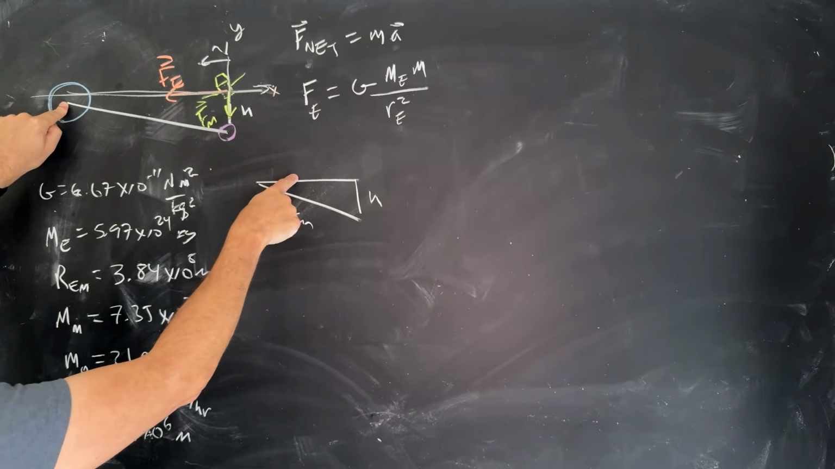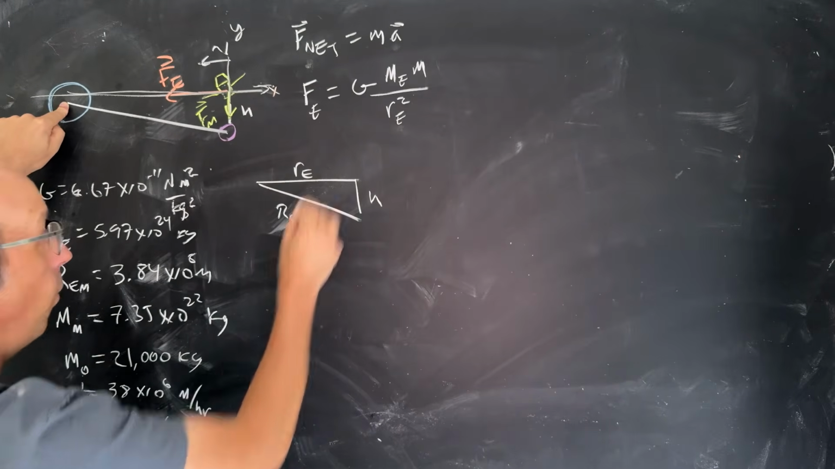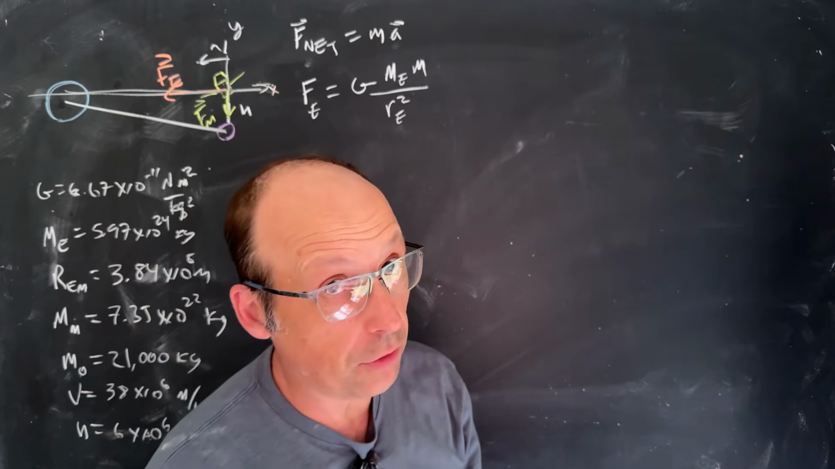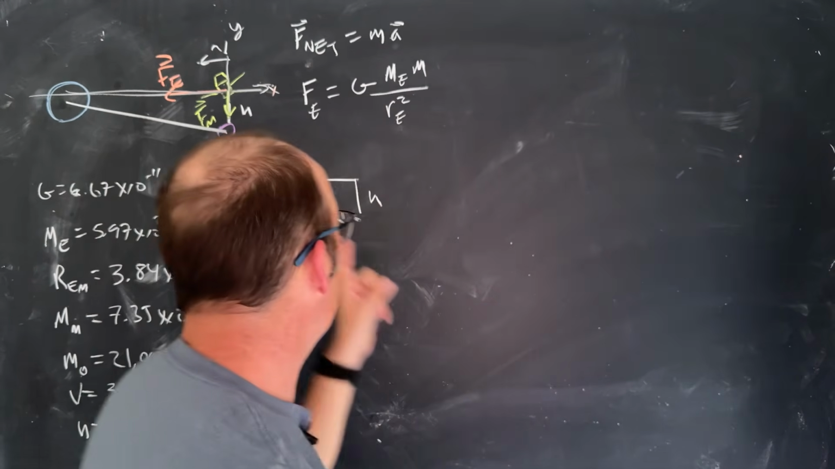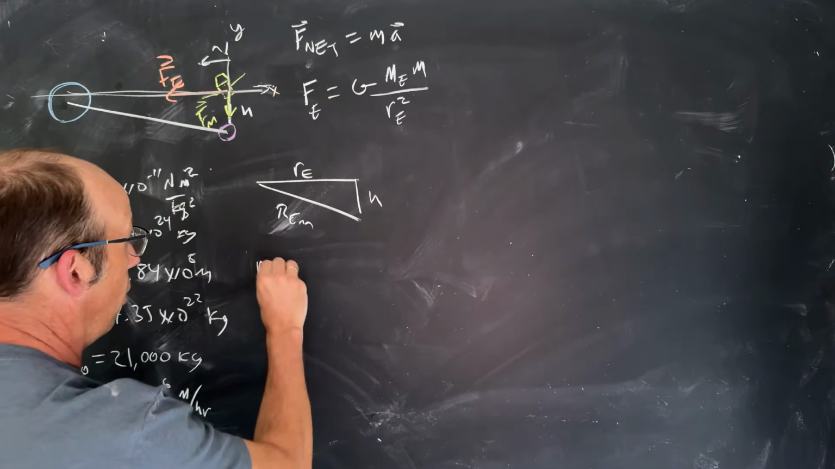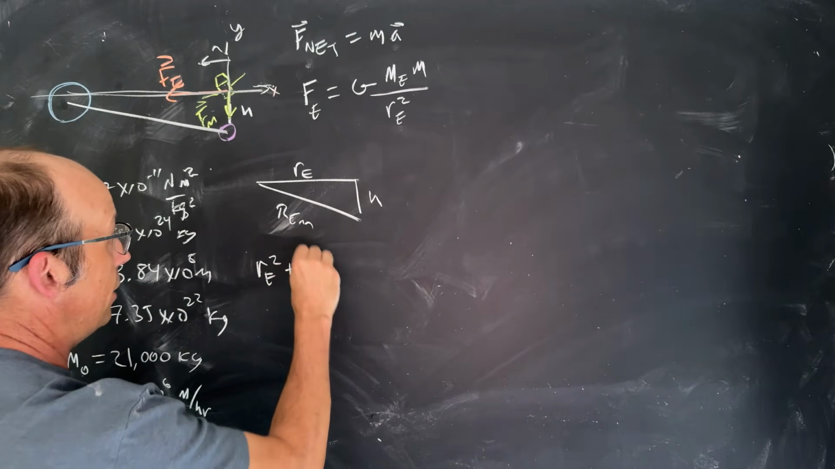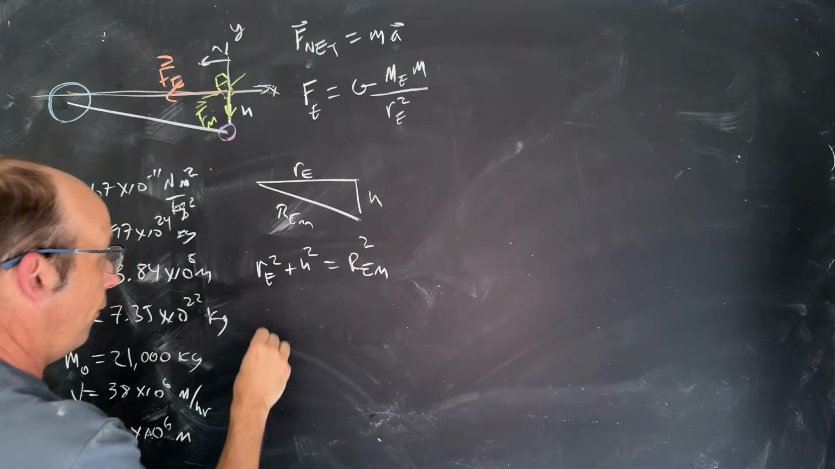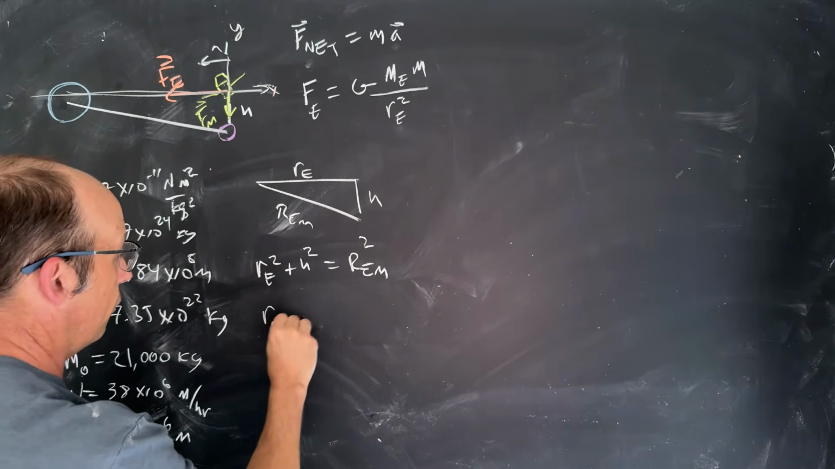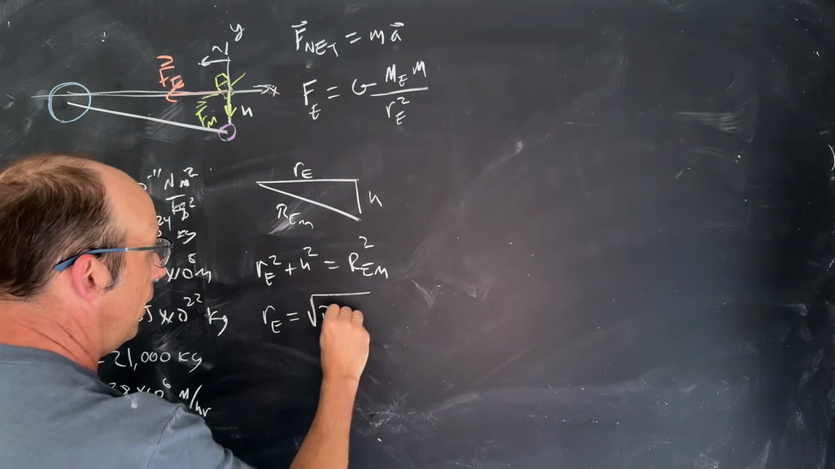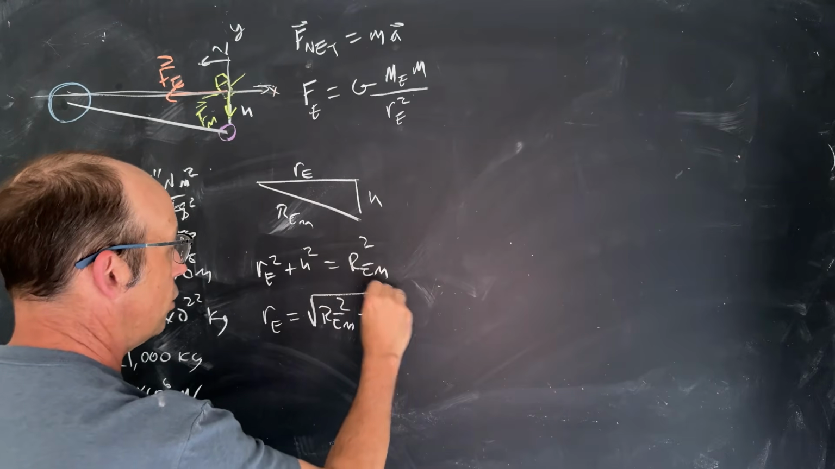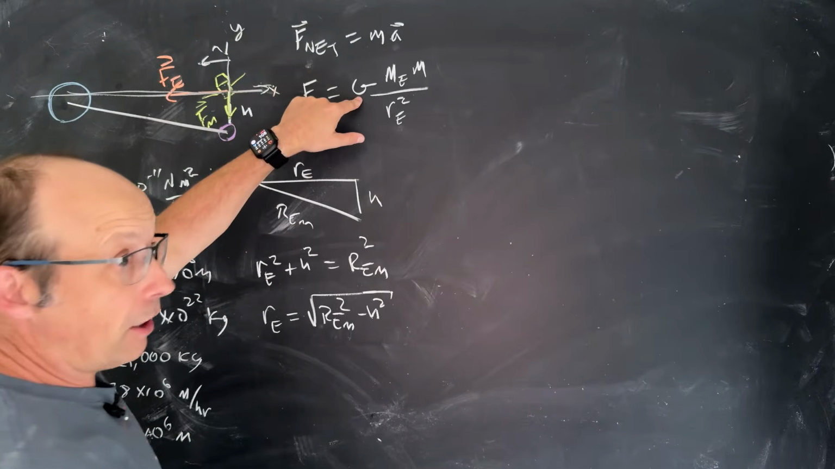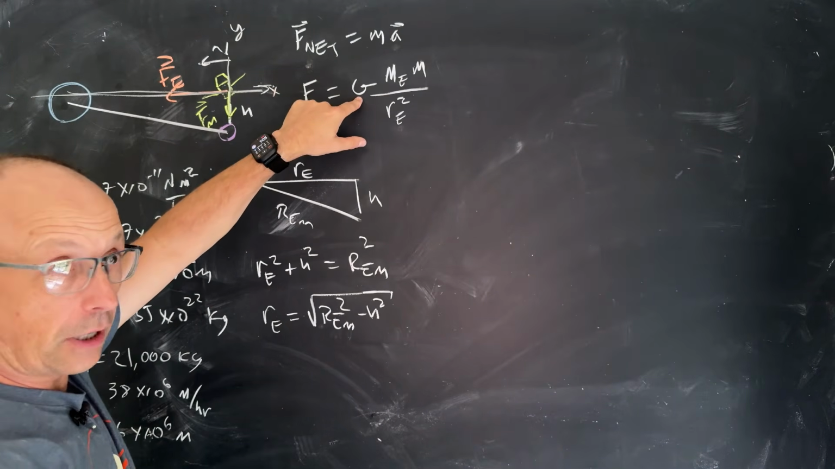So how can I find this one, which I'll call RE? Well, I don't know the angle, but I don't need it, right? I have a right triangle, and that's why I set it up in this position, so that we can easily find that. We can say RE squared plus h squared is REM squared, Pythagorean theorem. So I can find RE. RE is going to be the square root of REM squared minus h squared. That's just a number. Don't freak out. It's just a number. So if I put that in up here, I'm going to get just a number.